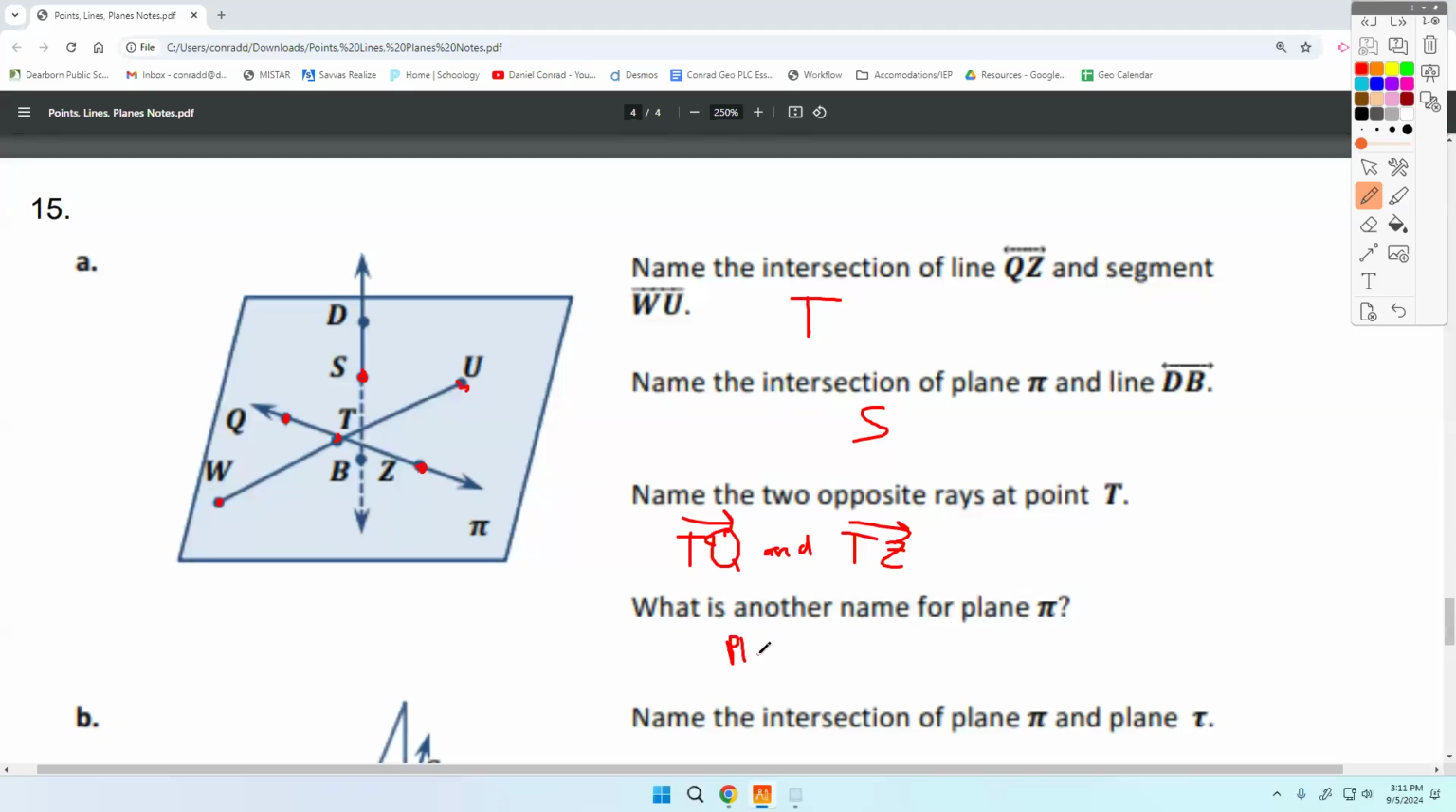So I could do plane WQT would work. TUS, TZS, all of those would work. You just can't use W, T, and U together or Q, T, and Z together because they're on the same line.